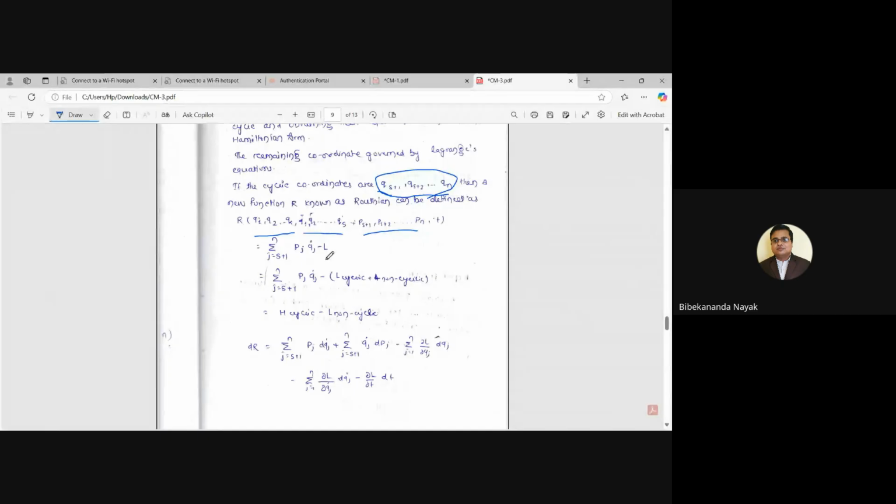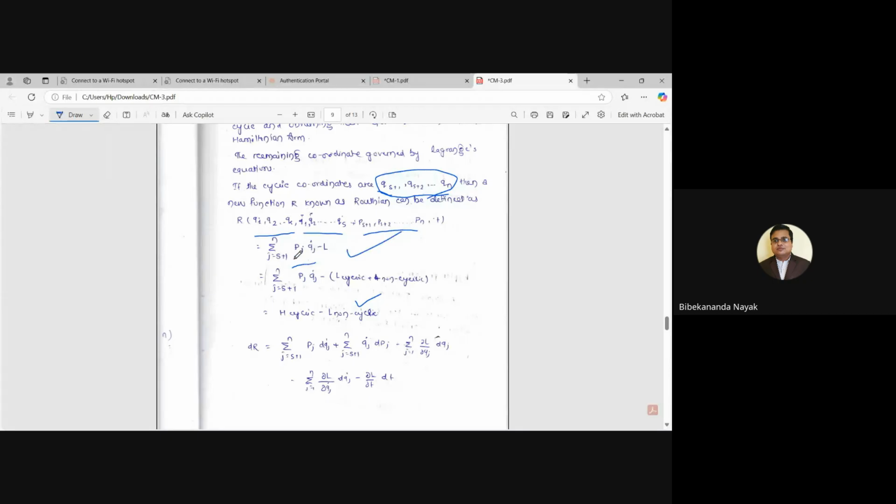So for the cyclic momenta p(s+1) to pn, this is nothing but the sum of pj qj dot minus L, with j equal to s+1 to n. Or we call it the Hamiltonian of the cyclic coordinates minus the Lagrangian of the non-cyclic. So the Routhian R is nothing but the Hamiltonian of cyclic minus the Lagrangian of non-cyclic, which is actually the sum over j equal to s+1 to n of pj qj dot minus L.